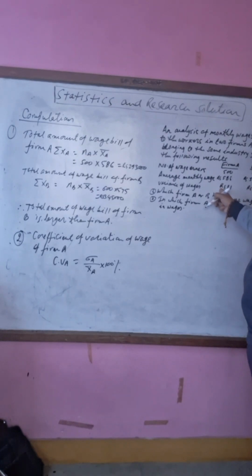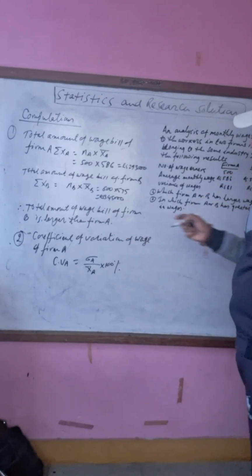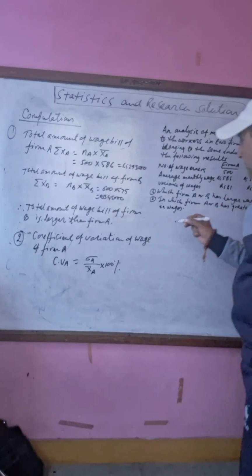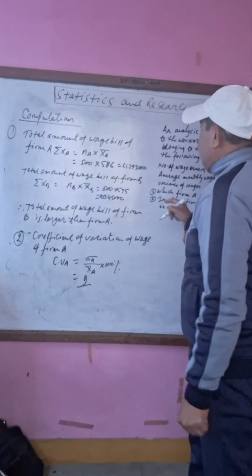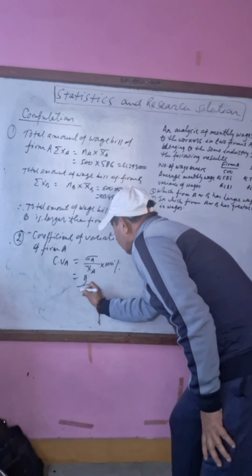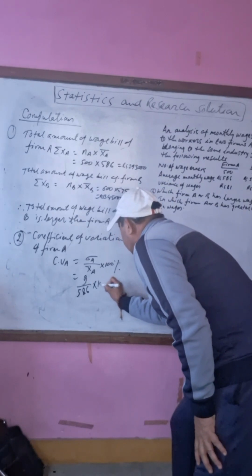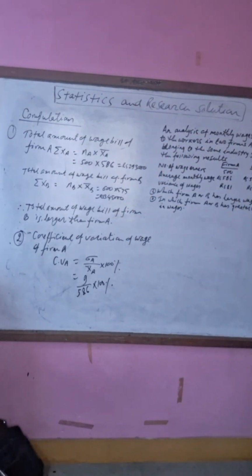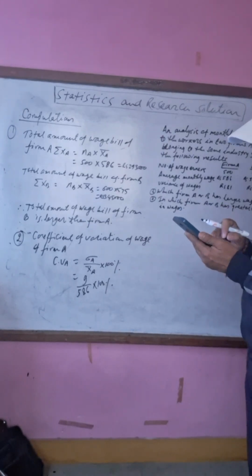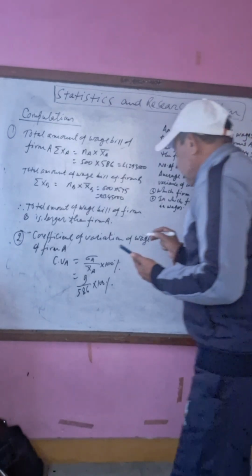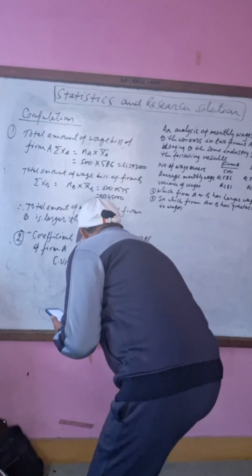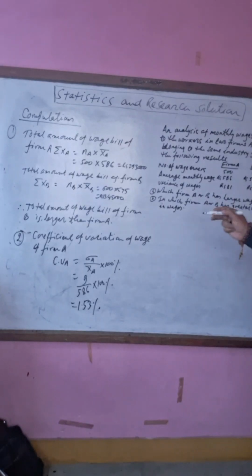Now substitute the values. Here this is sigma square. After taking the square root, we get sigma A, and the value is 9. So 9 divided by X A bar, which is 586, into 100%. Now calculate the value. 9 divided by 586 into 100, you get 1.53%. CV of firm A is 1.53.